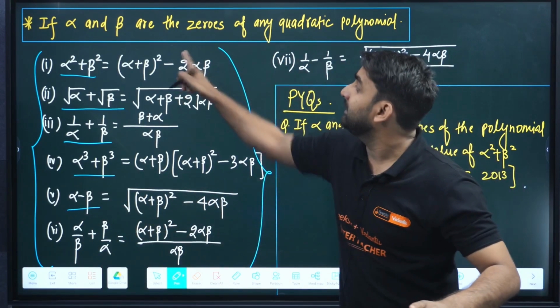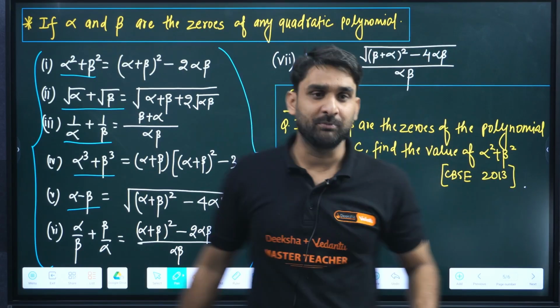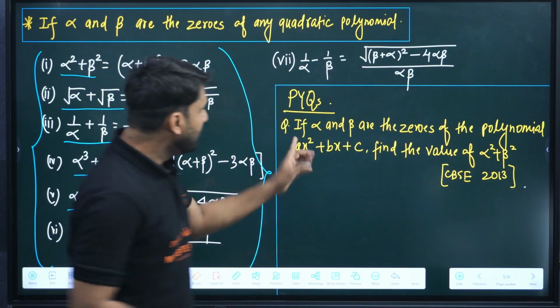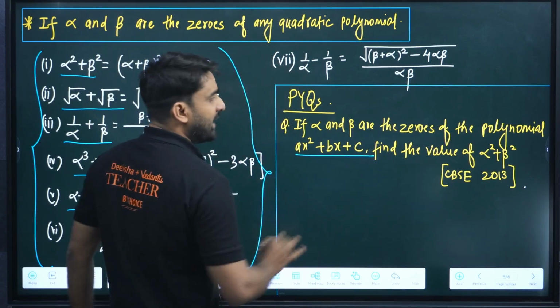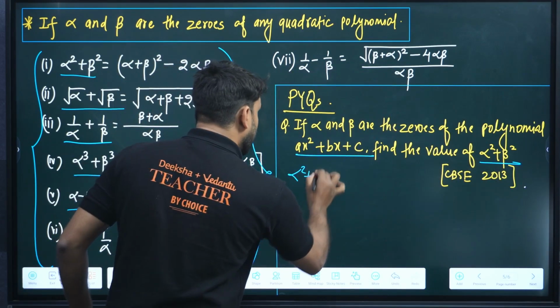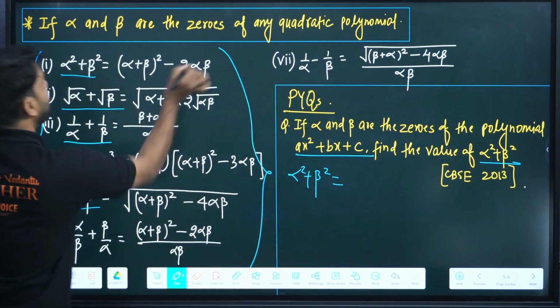When alpha and beta are the roots of any quadratic polynomial, right? So look at the PYQ from the year 2013. The quadratic polynomial is given here and we have to find the value of alpha square plus beta square. So alpha square plus beta square can be written as this here.